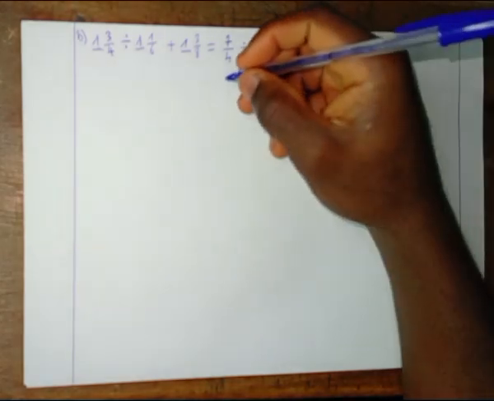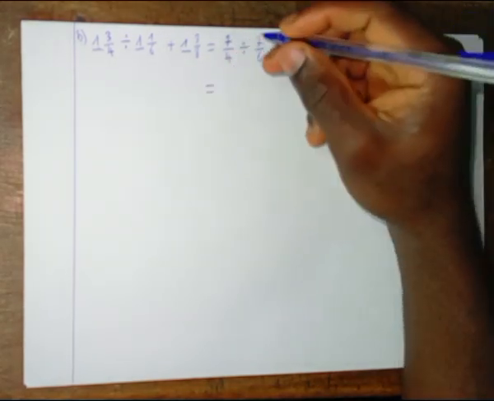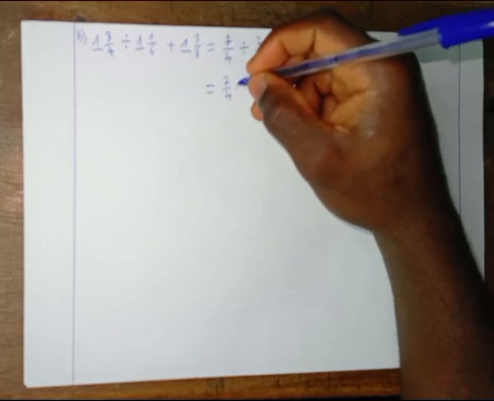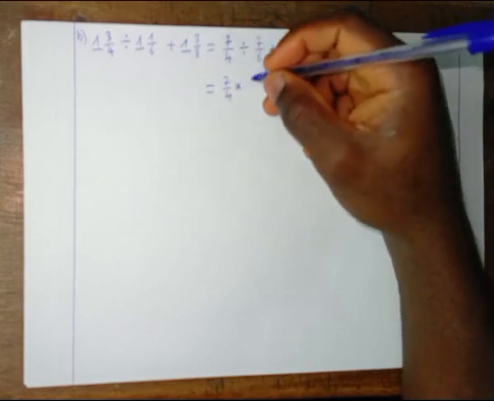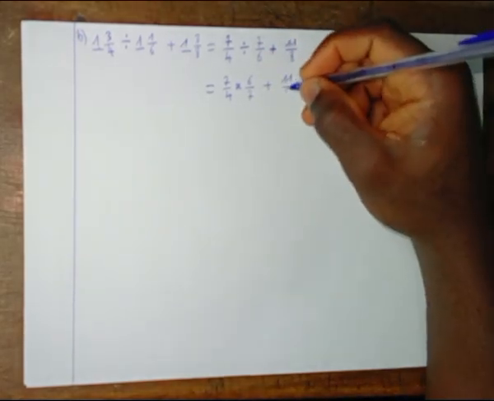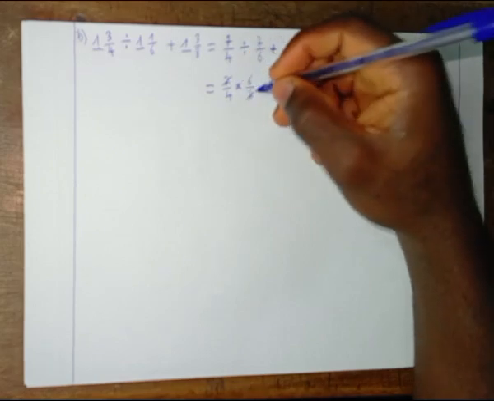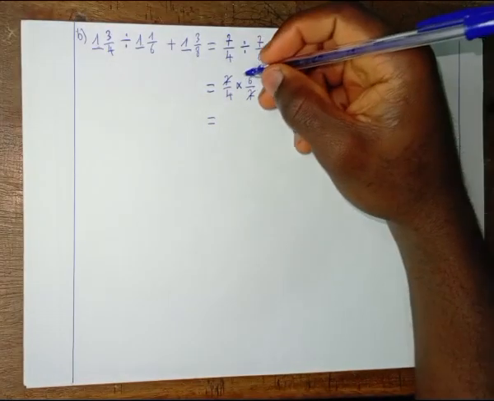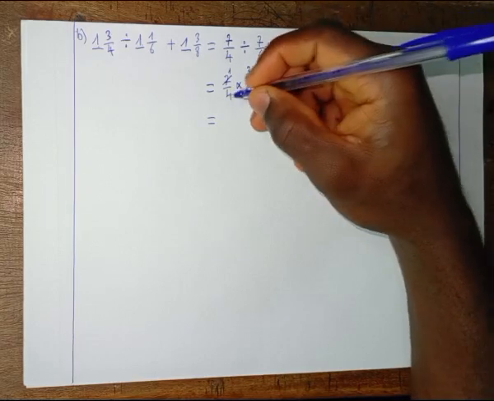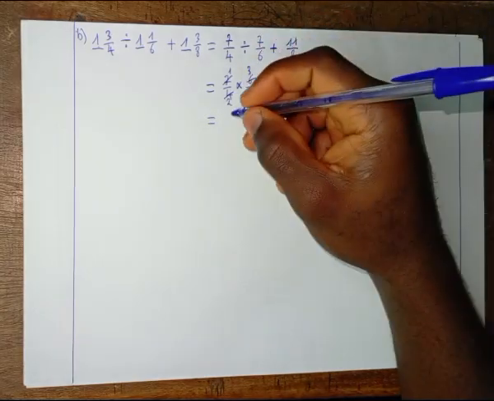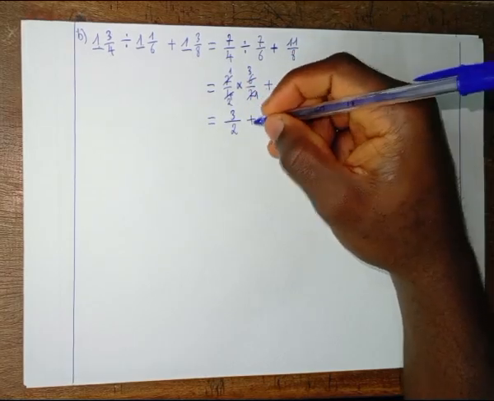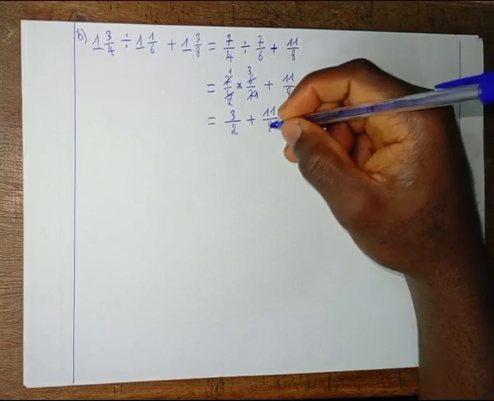We are going to make use of BODMAS. We know from BODMAS division comes first before addition. This will give us 7 over 4. We are going to change the division sign to multiplication. Then we invert the second fraction. 6 goes up, 7 comes down, plus 11 all over 8. 7 will cancel 7. This will be equal to, here we have 1, 1. We know 2 will go into 6 here 3 times. 2 will go into 4 2 times. 1 times 3 gives 3 all over 2 times 1 gives 2, plus 11 all over 8.